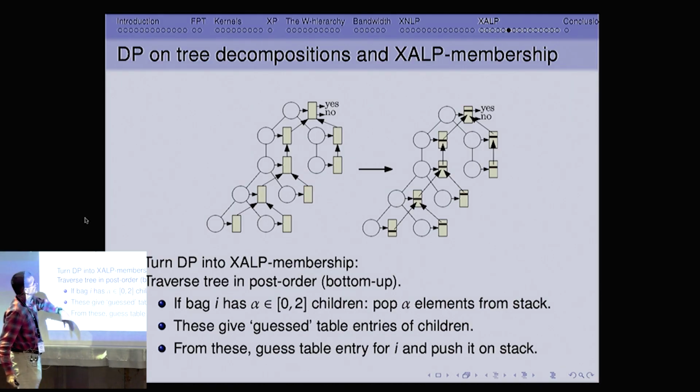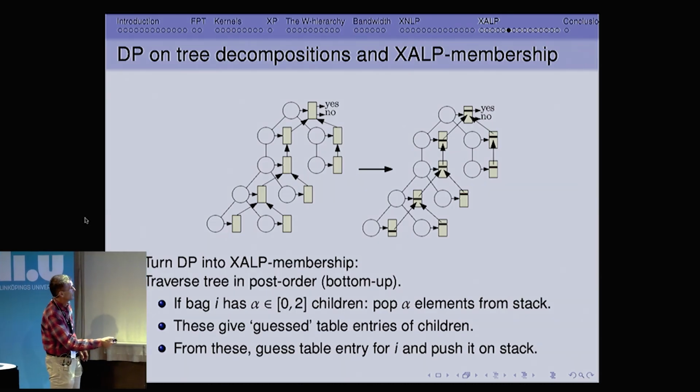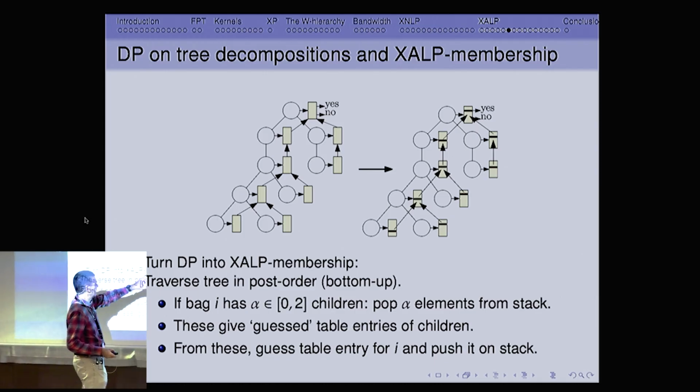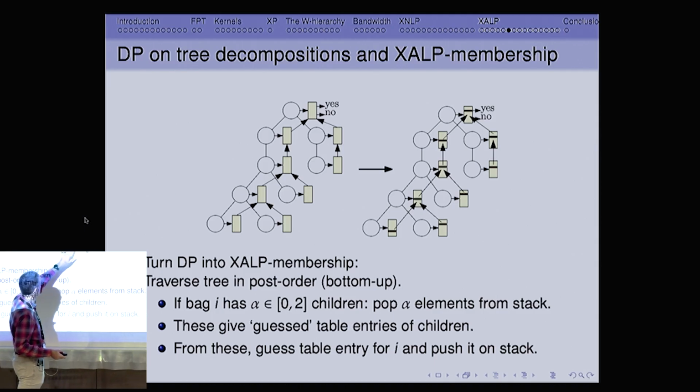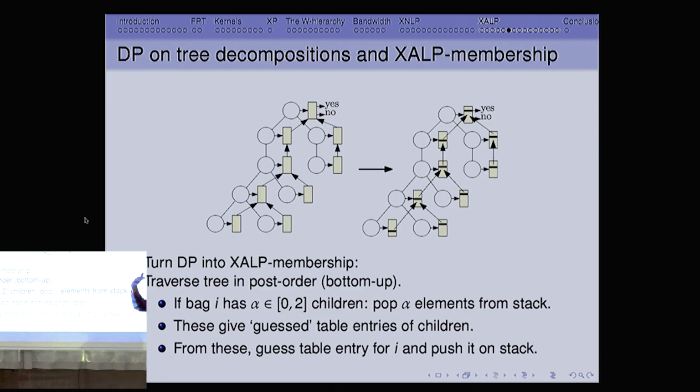you can. So what you can do to prove that something is in XALP is use a dynamic programming algorithm. For every table entry, I guess the element, put these things on the stack, go up. If you want to compute something, remove the top from the stack, and once you compute it, put it on the stack again. In this way, you get proofs. And the classic DPs are always transformable to an XALP membership proof.